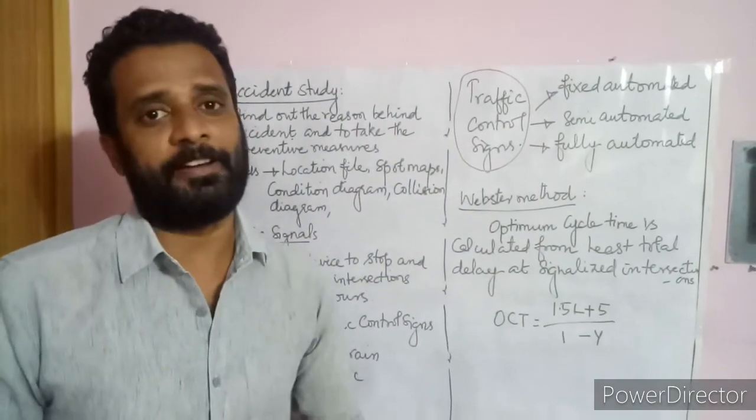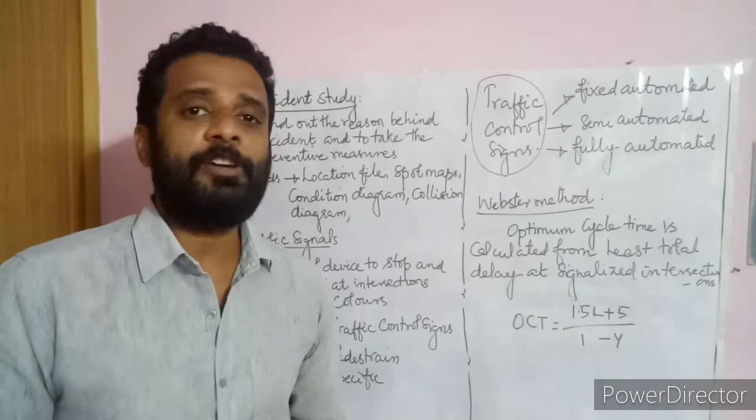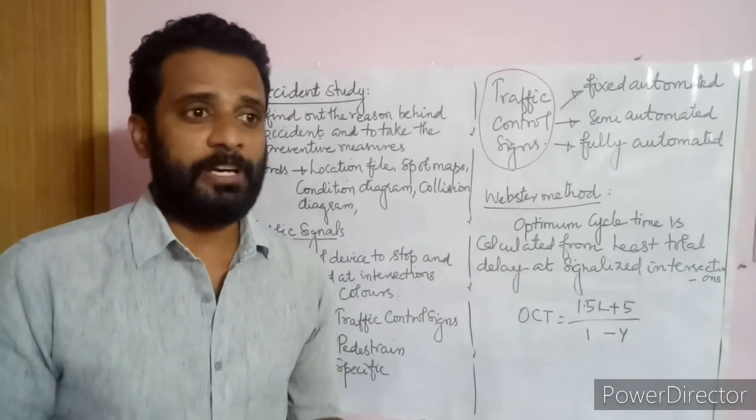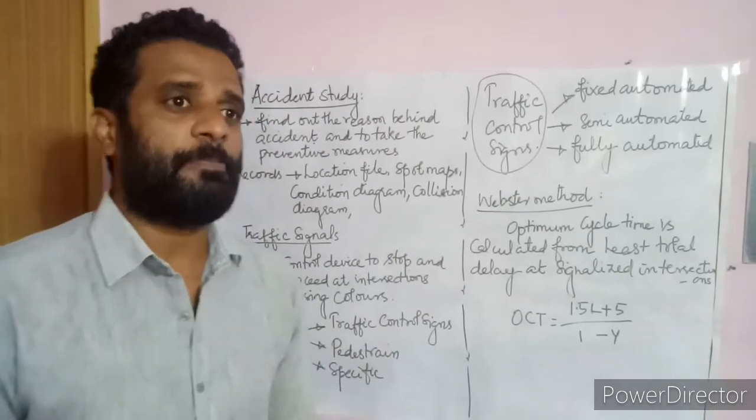Next are semi-automated signals. These semi-automated signals always function on sensors. Suppose there are 3 roads in a junction or intersection. So we've been provided the signals.